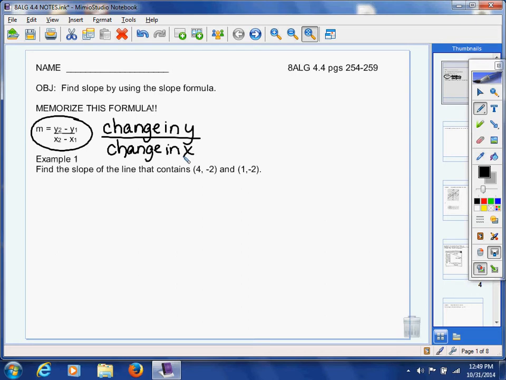This is one of those typical algebra formulas. You need to memorize it for the state test. So let's start memorizing it right this second for our test on chapter 4, the beginning of chapter 4.